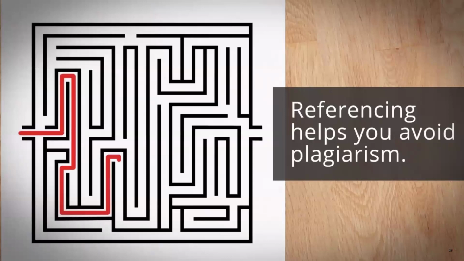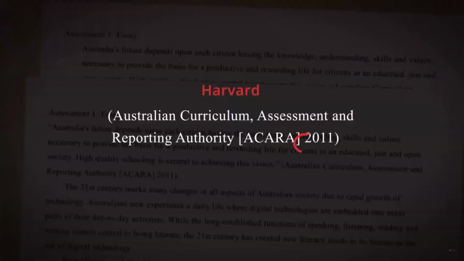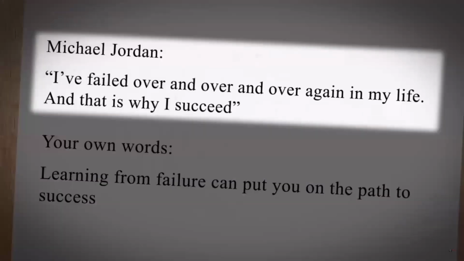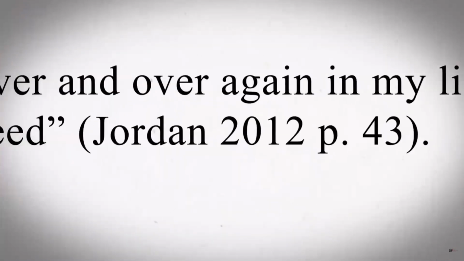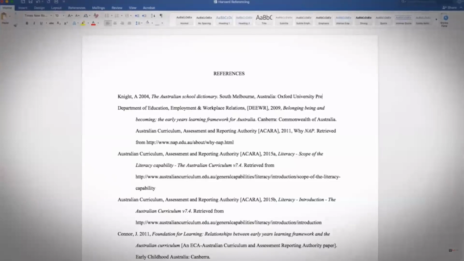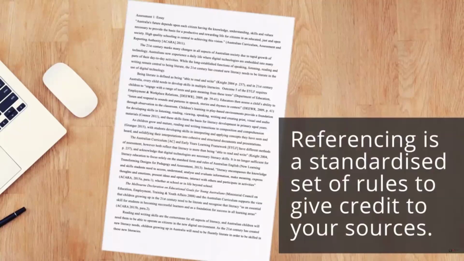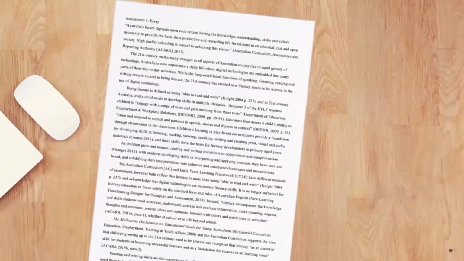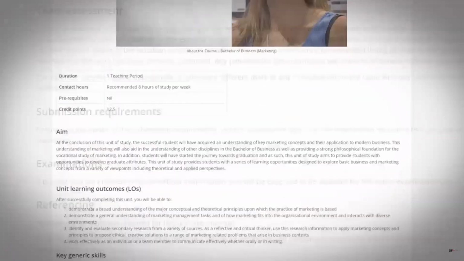Referencing helps you avoid plagiarism and is the only path to take to help you exit the maze and truly succeed in your studies. In this video, we'll show you how to properly reference using the Harvard referencing method. This will include the difference between a direct quote and paraphrasing, how to complete an in-text citation for a quote or paraphrase, and how to write your end-of-text reference list. Referencing is a standardized set of rules that you'll use to give credit to your sources. At Swinburne Online, all units, except education and psychology, use the Harvard referencing method. Check the unit details in your online classroom.